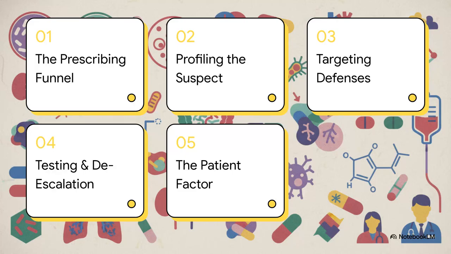To help us really wrap our heads around this, we've broken the whole clinical selection process down into a simple 5-step framework. We're going to look at 1. The prescribing funnel, 2. Profiling the bacterial suspect, 3. Targeting specific defenses, 4. Testing and de-escalation, and finally, 5. The patient factor. Let's jump right in.